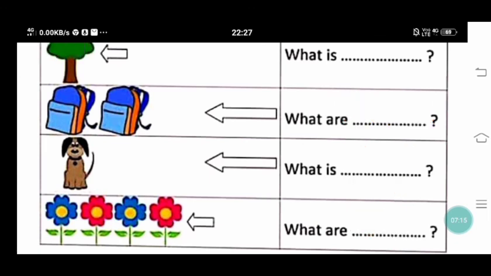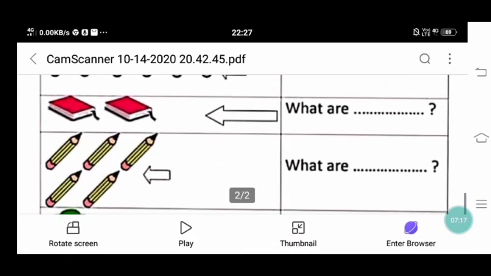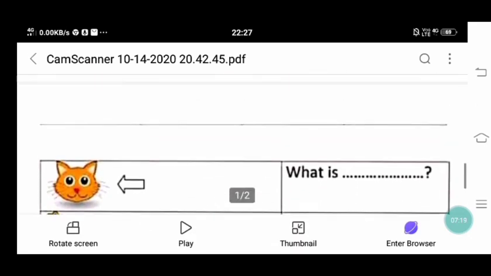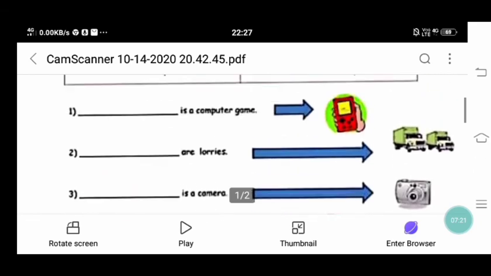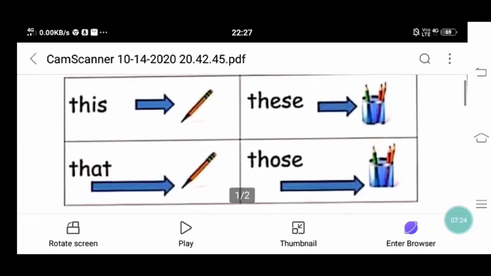Okay, students. So now that was our worksheets. Okay, I hope you must have understood. So you will practice with these worksheets.